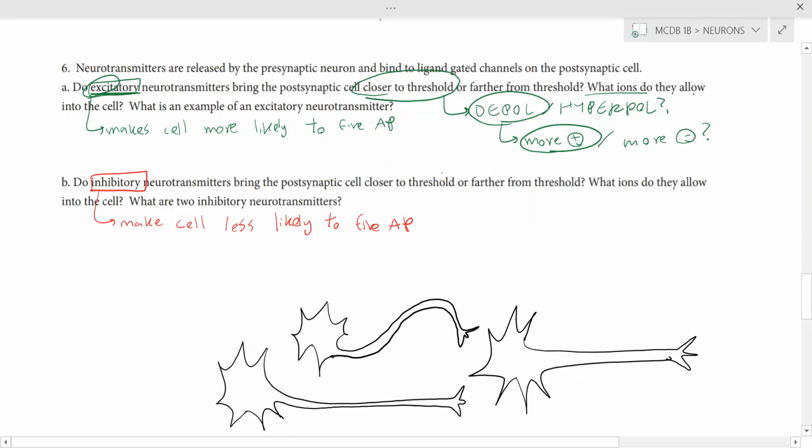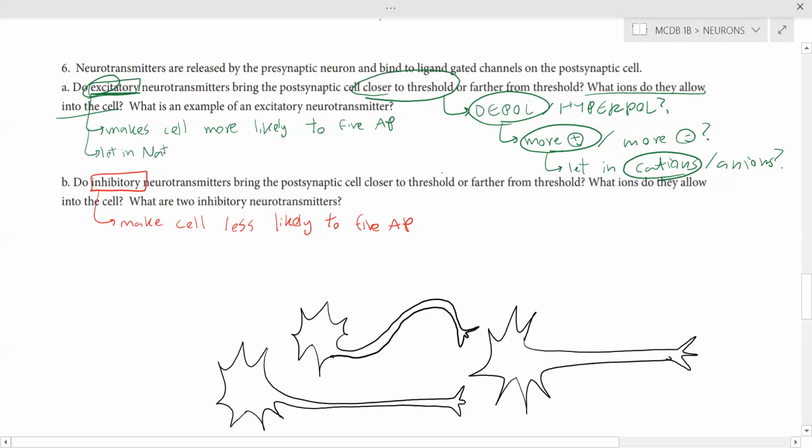This will help us answer the question, what ions do they allow into the cell? Right, they're going to let in our excitatory neurotransmitters. Are they going to let in cations? Or are they going to let in anions? Right, we just talked about the logic of how we know we're going to make the cell more positive, so it makes sense they're going to let in cations. Right, so the specific cation that excitatory neurotransmitters let in is sodium.